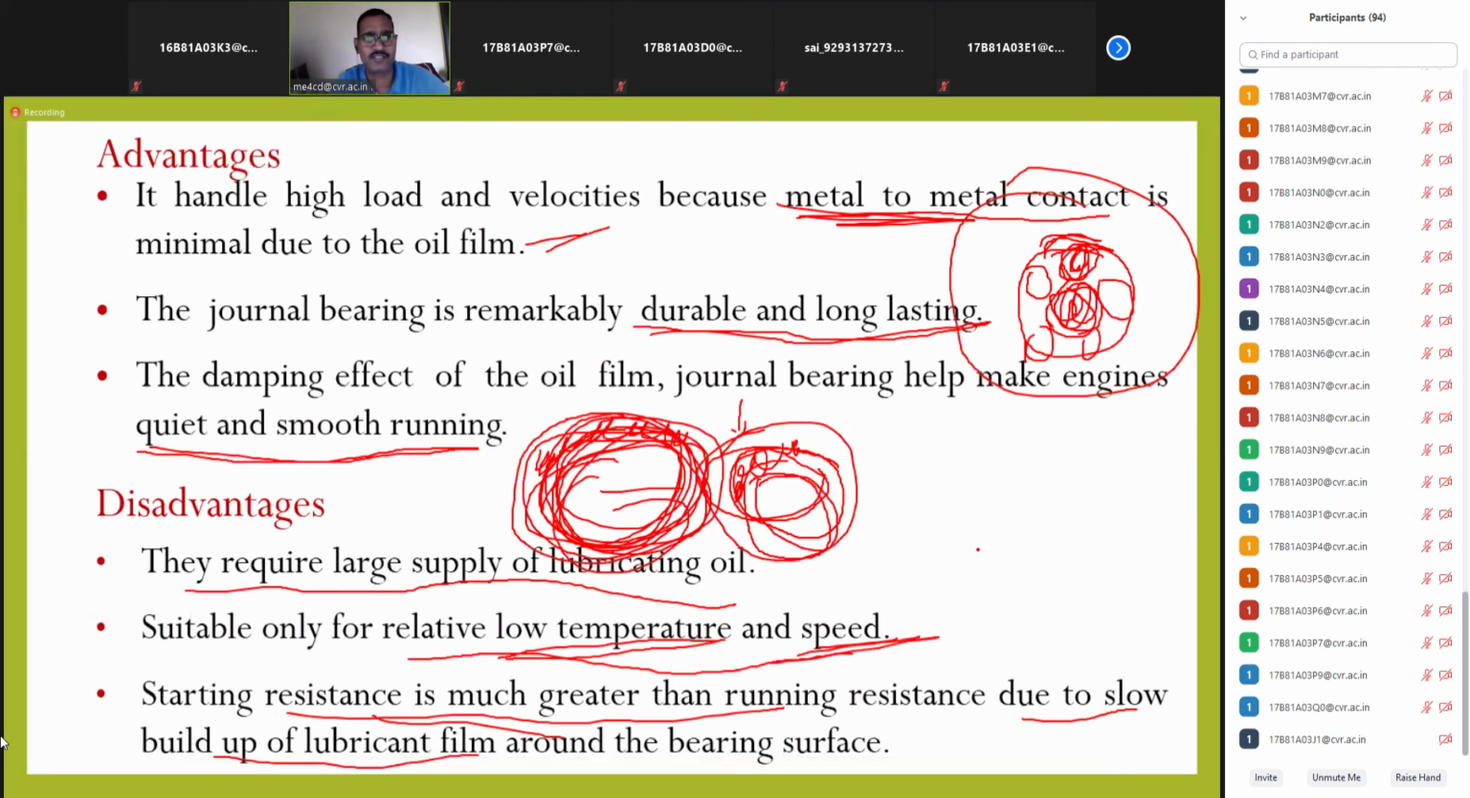Sir, isn't the first point in advantages and the second point in disadvantages contradicting each other?